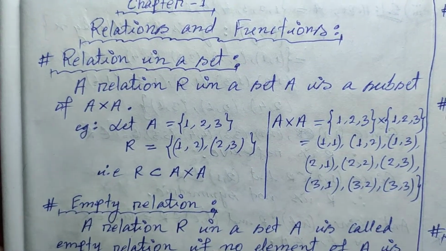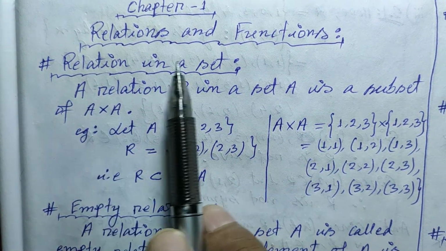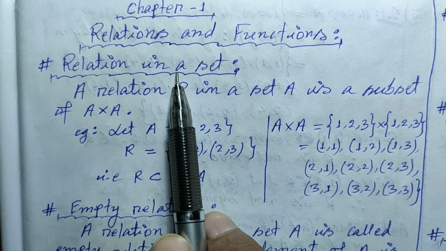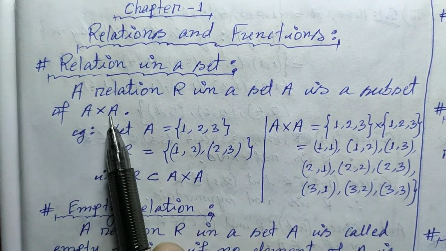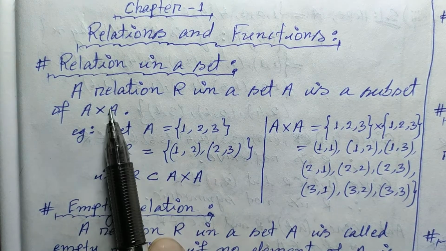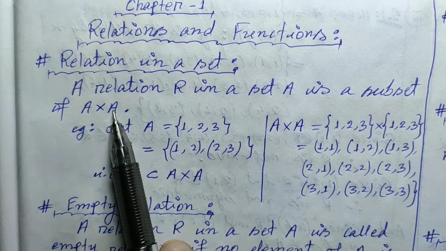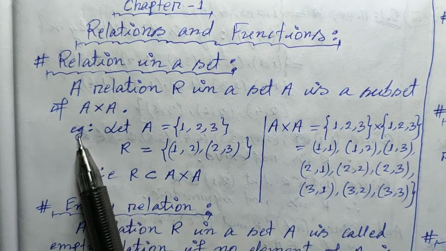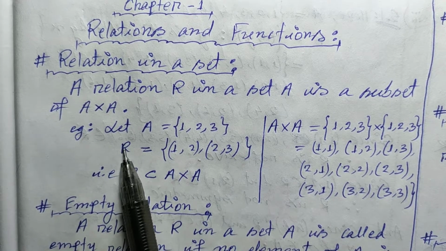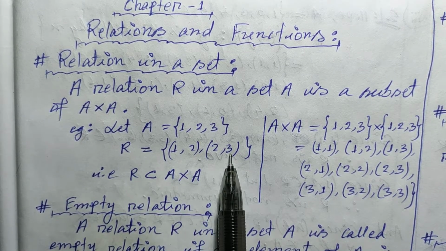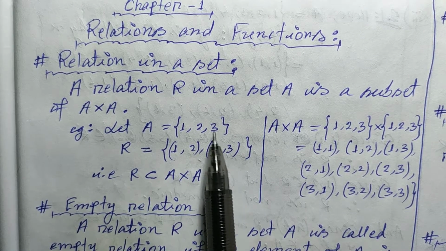Then let's come to the syllabus. Number 1, relation in a set. What is a relation in a set? A relation R in a set A is a subset of A cross A. Relation is a subset of A cross A, and we have understood what A cross A is. That means this is the Cartesian product. For example, let A is equal to {1, 2, 3}. Then if we want to make a relation, R is equal to {(1, 2), (2, 3)}, and let us say the ordered pairs (1, 2) and (2, 3) are included in A cross A.